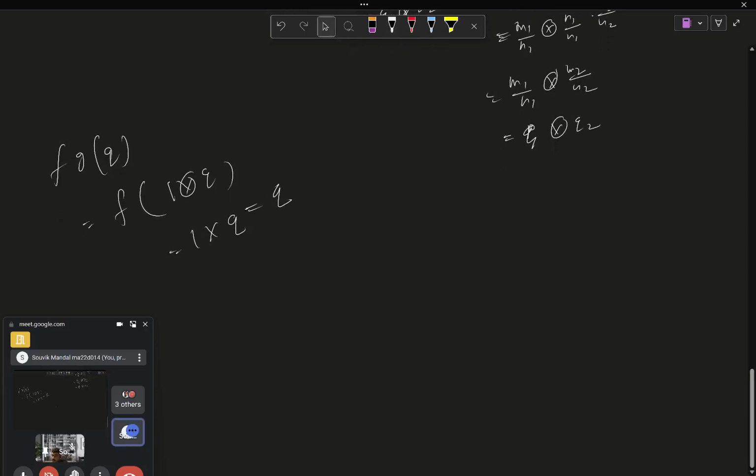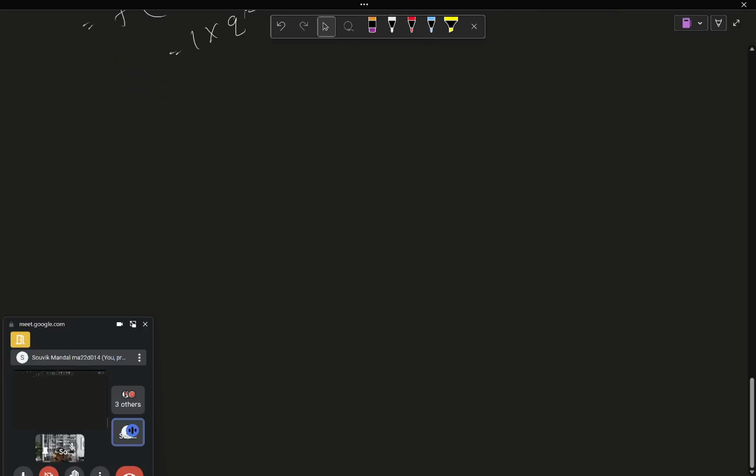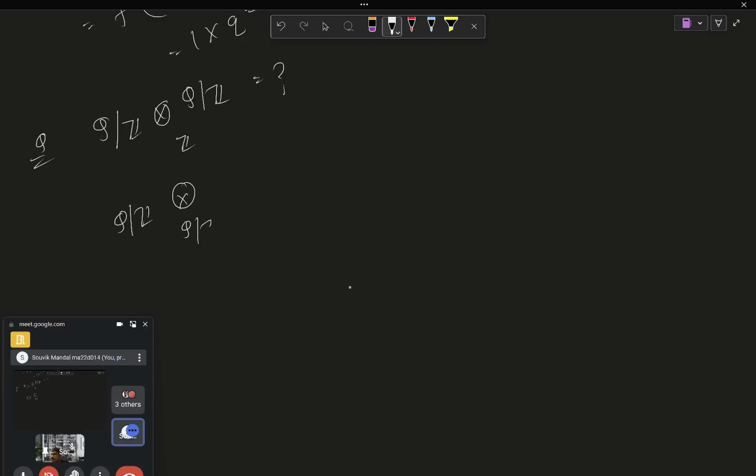So this is one question. Now tell me the last problem of the tensor product. Q by Z tensor Q by Z over Z is equal to what? And Q by Z tensor Q by Z, with tensor taken over Q by Z, is equal to what? Zero or isomorphic to something? Think about it and tell me.